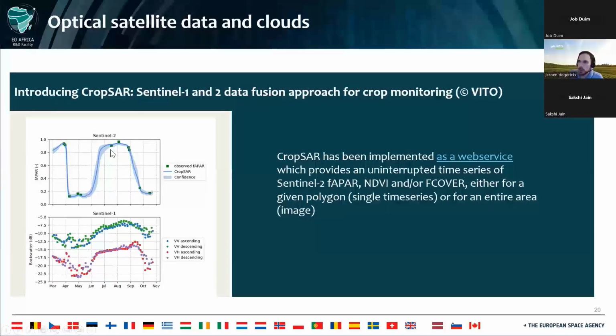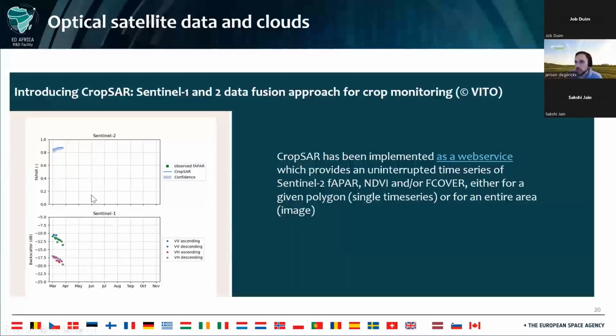So the green squares here are the only points in time where we have actually an observation. So as you notice, there's a very long gap here, for instance, at the start of the growing season, where we simply don't have any observation. And there we use the Sentinel-1 radar data to fill in this gap. So that's this CropSAR service, which is also available as a web service in our EO Plaza platform. So you can check it out there.